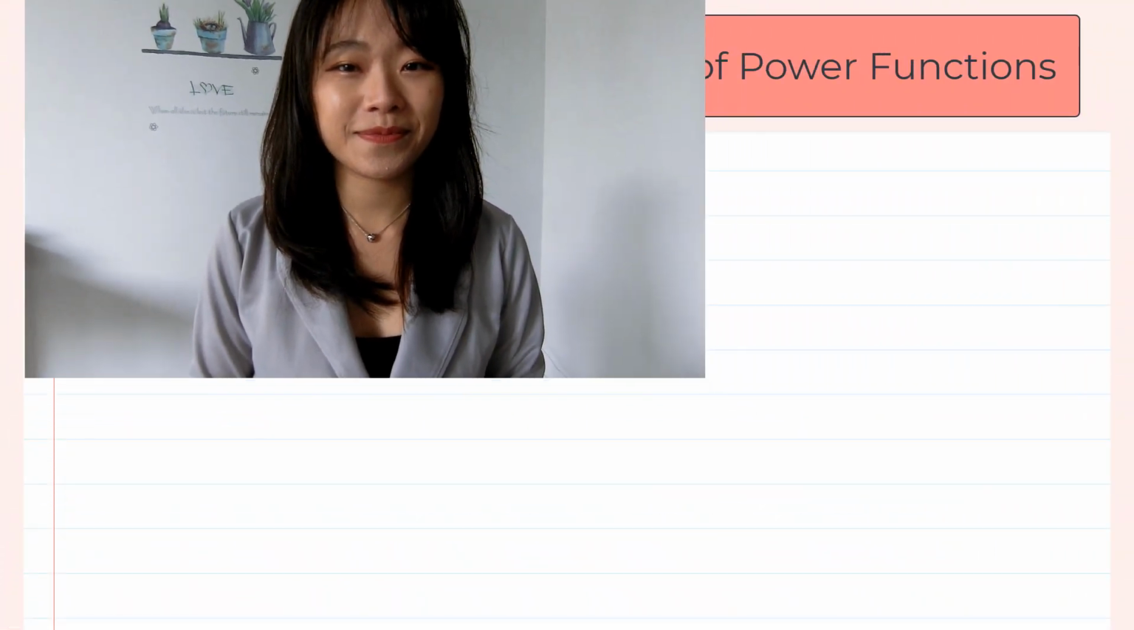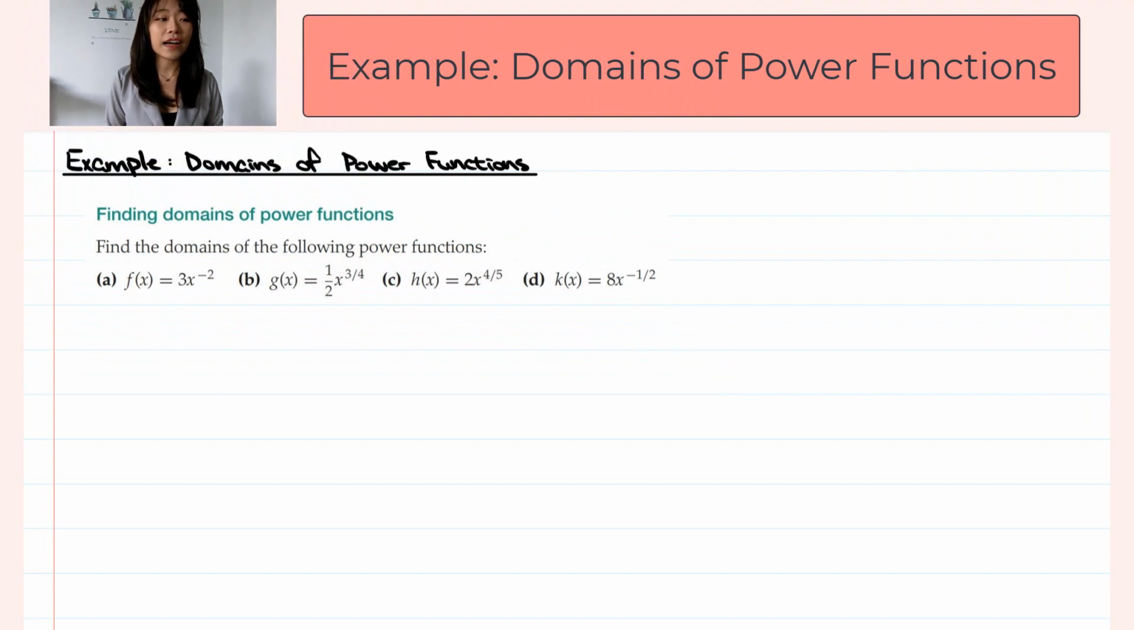For the rest of the section, we are going to look at examples of functions that we learned in this section. Let's start with the example of power functions. In this example, we want to find the domains of power functions. The first one, f of x equals 3 times x to the power of negative 2. So the coefficient here is 3, and the exponent k is negative 2.